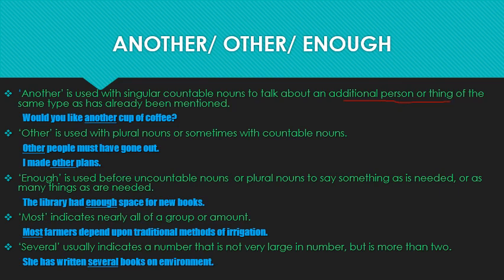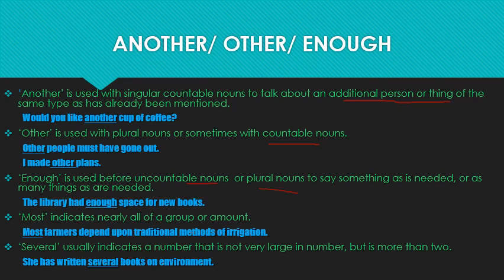Other. Other is used with plural nouns or sometimes with countable nouns. Other people must have gone out. I made other plans. Enough. Enough is used before uncountable nouns or plural nouns to say something is as needed or as many things are as needed. Enough means sufficient. The library had enough space for new books. That means the library had sufficient space for new books.